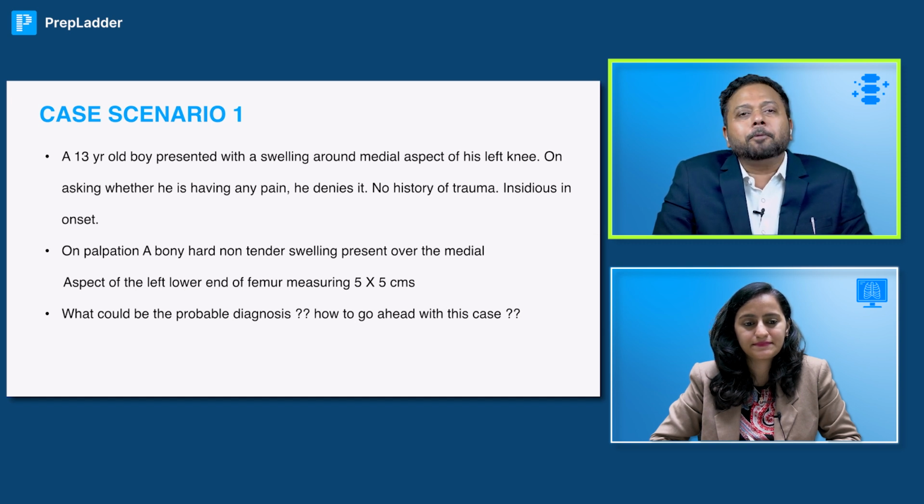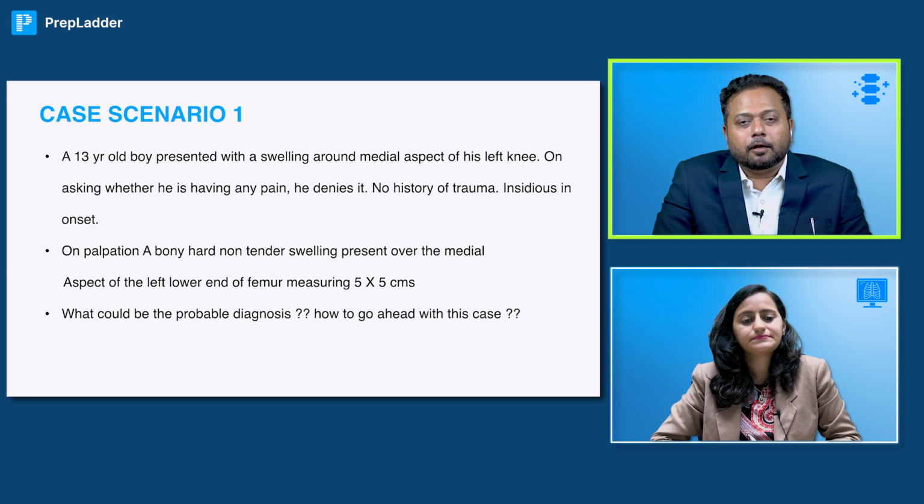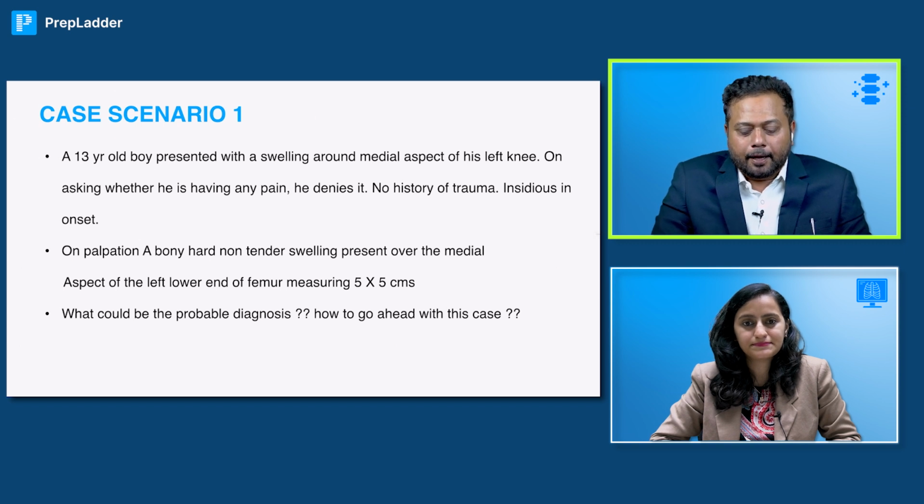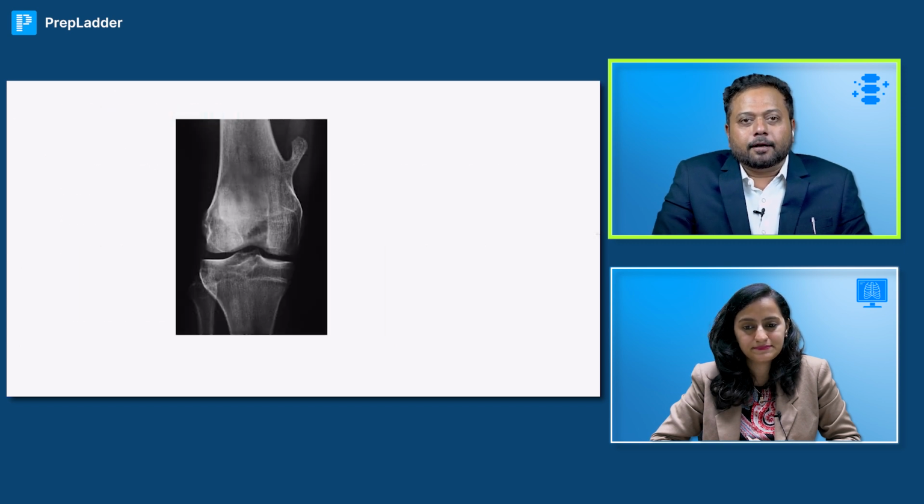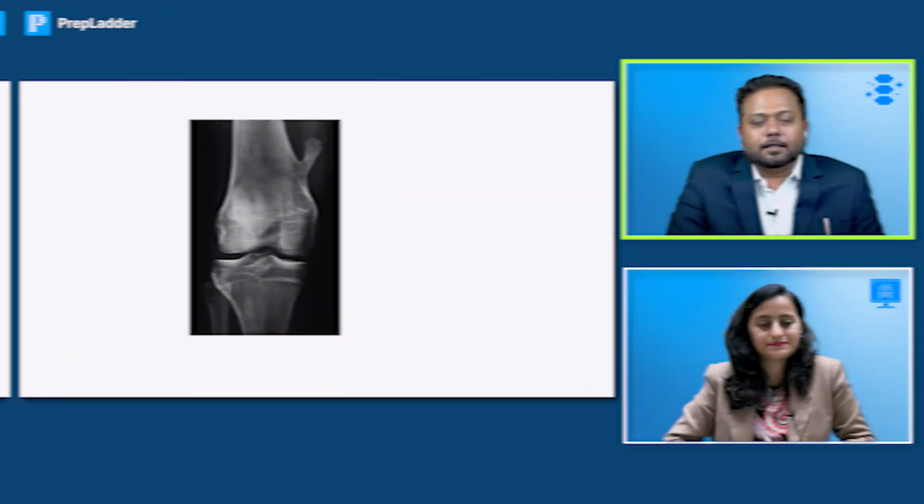On palpation, a bony, hard, non-tender swelling was noticed on medial aspect of the left lower end of the femur, roughly measuring 5 into 5 centimeters. What could be the probable diagnosis? How to go ahead with the case? Just I took an X-ray and this is the X-ray. And Nikita ma'am will discuss about this now.